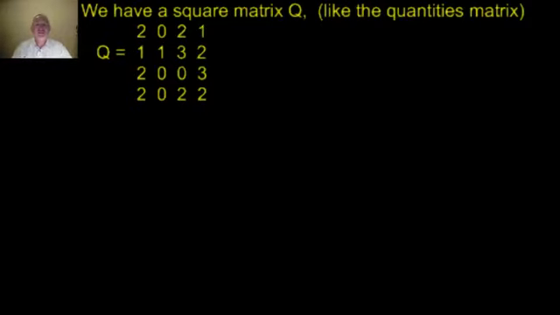So let's say we've got a square matrix Q, and it's just like the quantities matrix, although I've sort of squared it up. I've taken out the sugar. I've left it the same as before, except let's say I've decided, look, I'm not going to charge people for sugar. I'm just going to leave it on the tables and they can help themselves. So I'm only going to charge for tea, coffee, milk and biscuits.